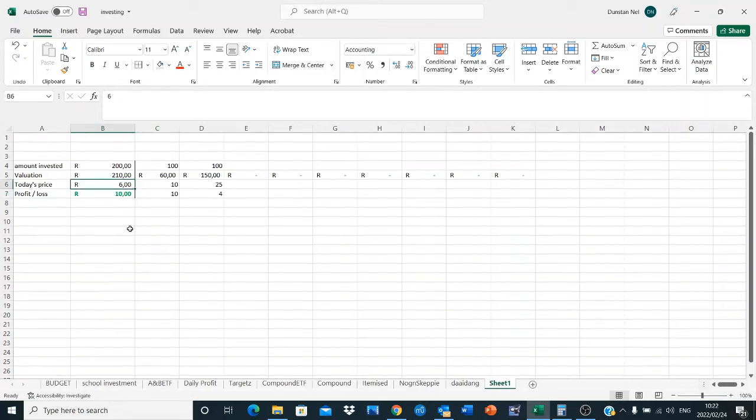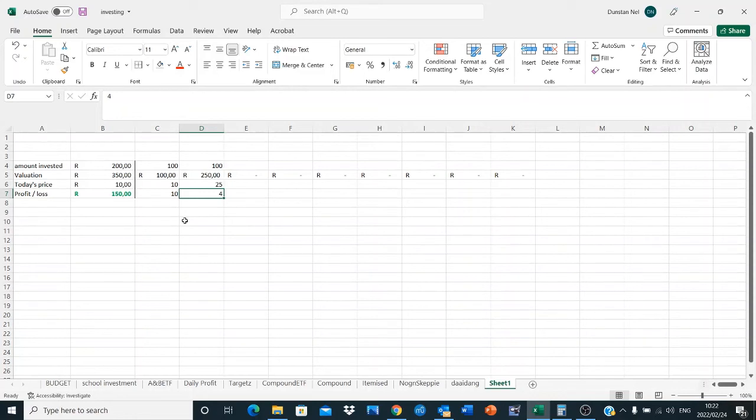Let's say, for argument's sake, it goes all the way up to 10 Rand. Look at my profit, 150 Rand. Why? Because my valuation is 350 and I paid 200 Rand. All right. So this is one way of buying the dip, by paying the same amount of money, but buying at a cheaper rate. All right. There I bought it at 4 Rand.